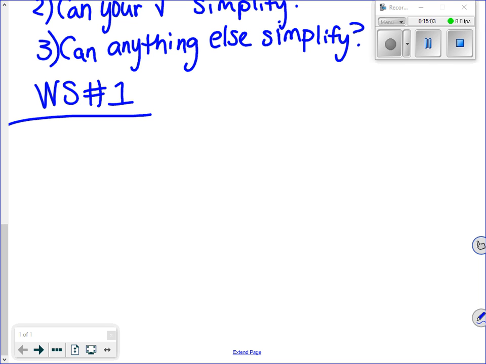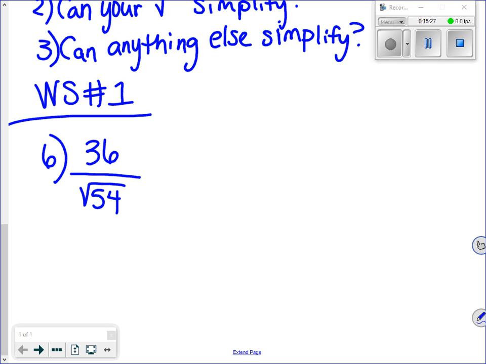So front side worksheet number 1, I heard number 6. Anybody have a different vote? 6 or 4? Raise your hand if you want 6. Okay, hands down. Raise your hand if you want to do 4. All right, we'll do 6. So number 6, you can write on the worksheet. We'll do it together.